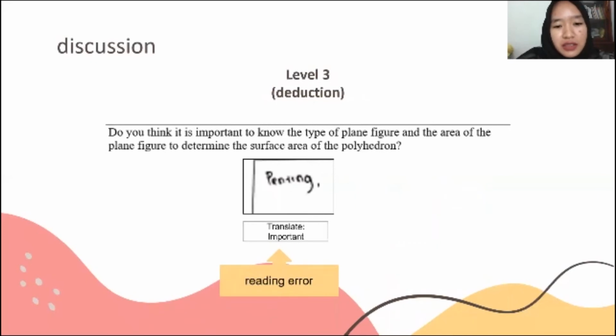The last student was not successful, as in the figure. The type of error was reading error.